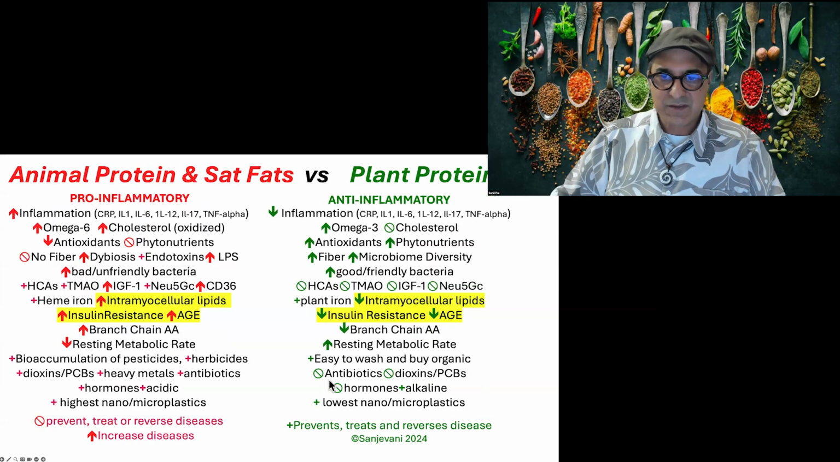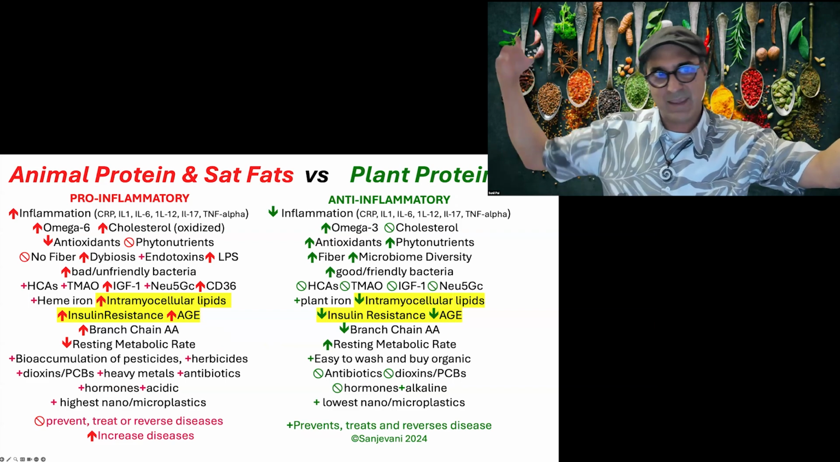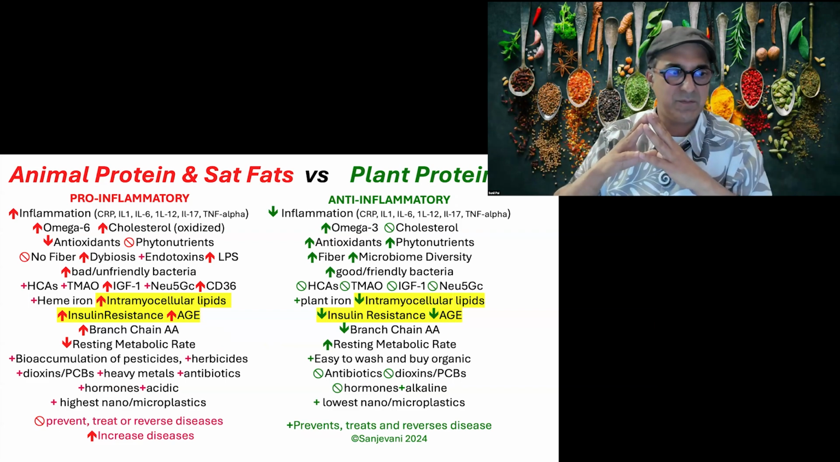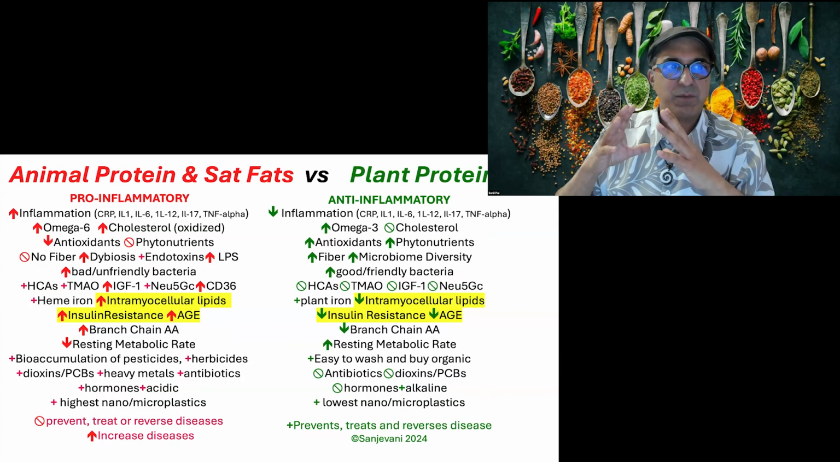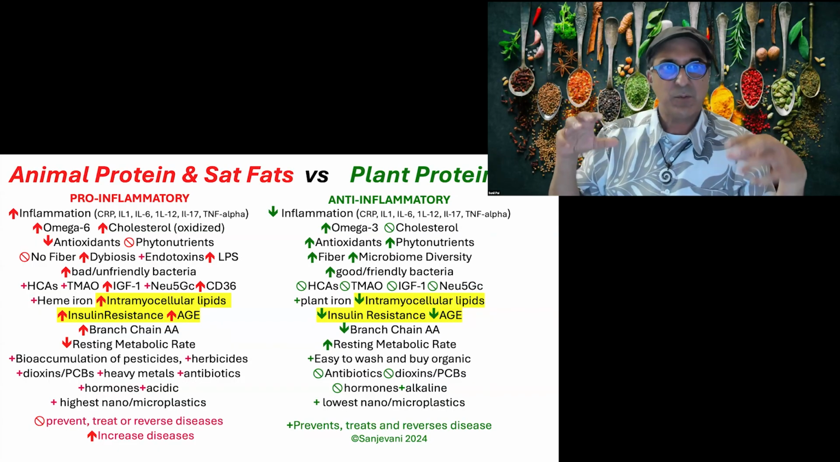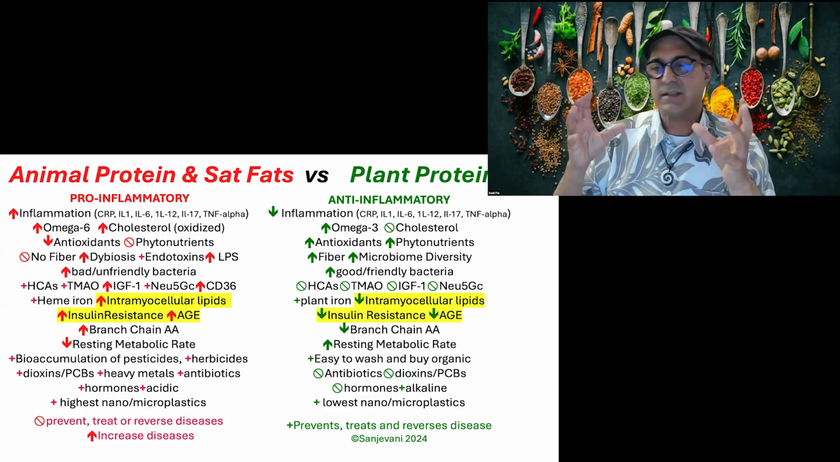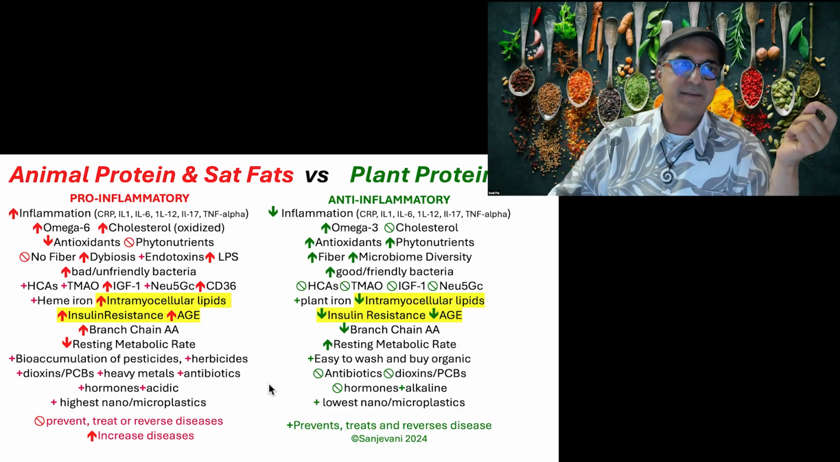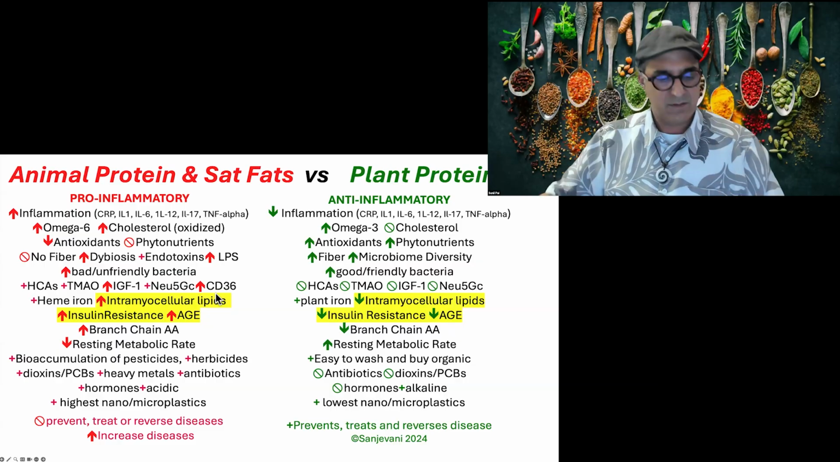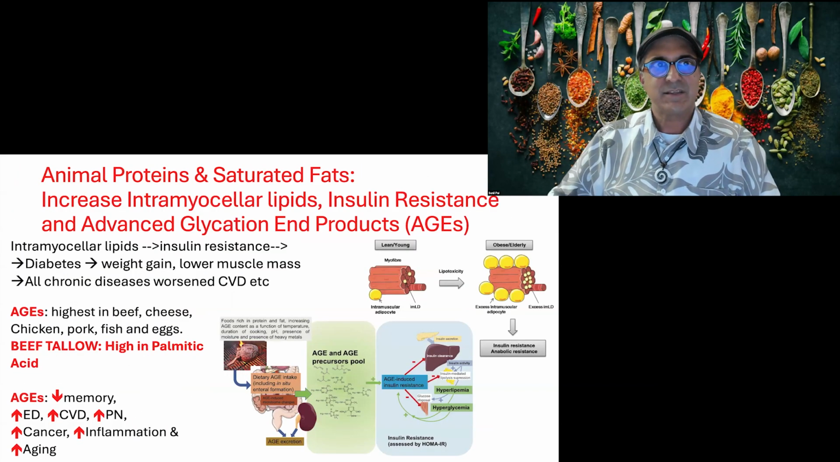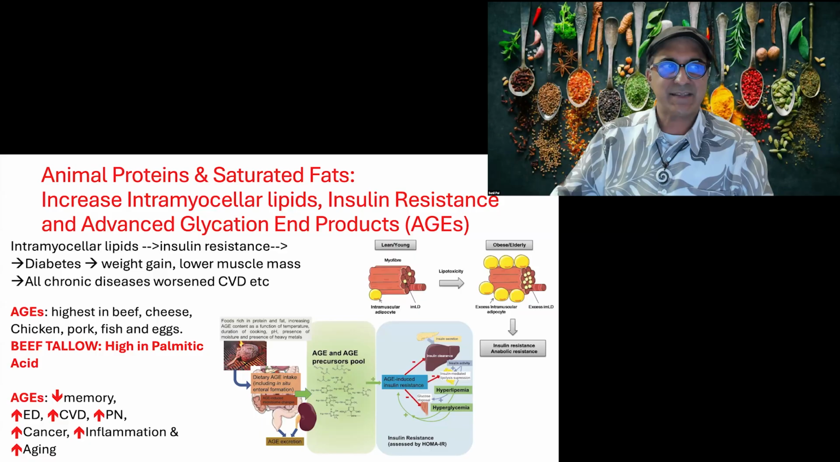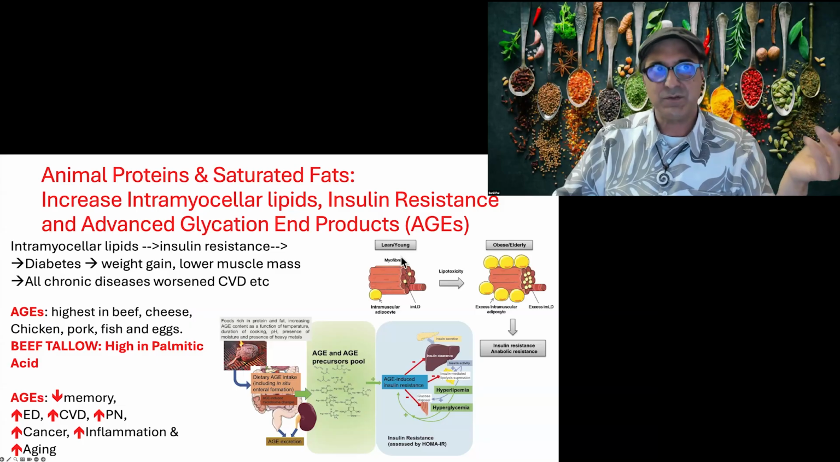Now, the other biggest problem, aside from heart disease, aside from cancer, is blood sugar problems in America. Okay, so when we look at blood sugar problems, we're looking at what they call insulin resistance, advanced glycation end products, and intramyocellular lipids. So let's get into that. Animal proteins and saturated fats increase intramyocellular lipids. So what does that mean? Intra meaning internally in the muscle tissue, and cellular at the cellular level.